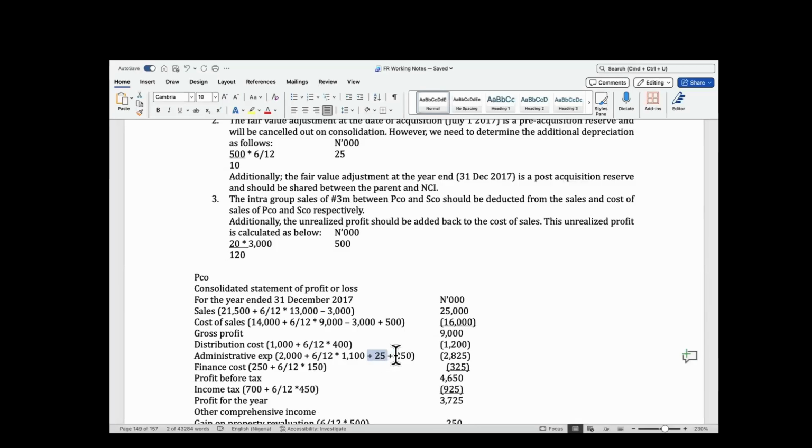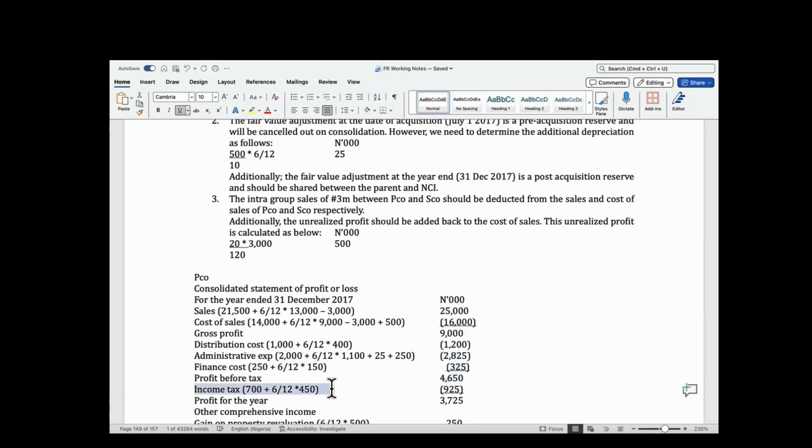Then there was an impairment loss on goodwill. We add it to admin. If you wish, you can put it as a separate line item, but usually we add it to admin. So that gives us this total. Then the finance costs, the parent's plus 6 over 12 of the subsidiary, gives us 325. Then we have a total of 4,650. If you accumulate all those figures together, 9,000 minus this, minus this, minus this.